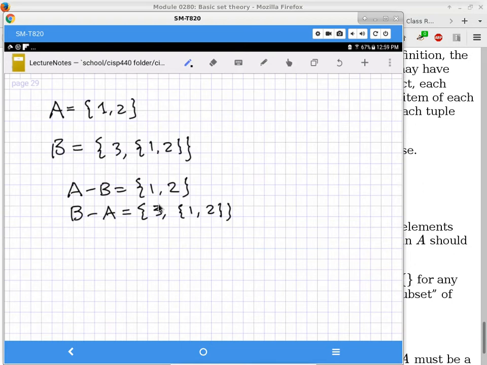Right? Neither of those two is an empty set. So that's why A is not a subset of B, and B is not a subset of A. They are just not subsets of each other.